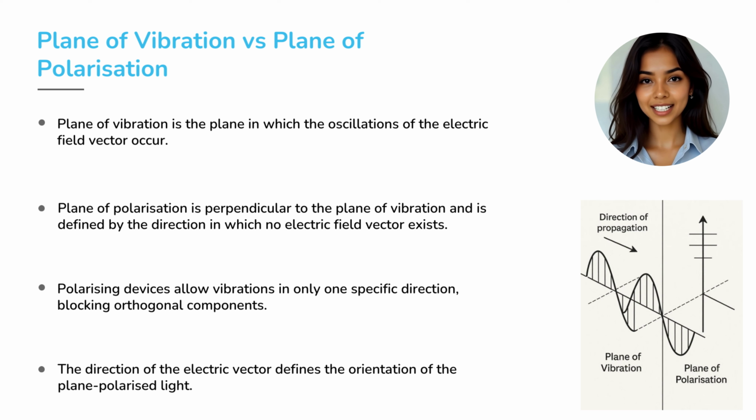Polarizing devices act like bouncers at a club, only letting vibrations that match their preferred direction inside and blocking the rest. This is how we get plane polarized light, where the electric vector's direction sets the dress code for vibration orientation. So when we talk about the direction of the electric vector, we are referring to the orientation of this disciplined, one-way vibrating light.